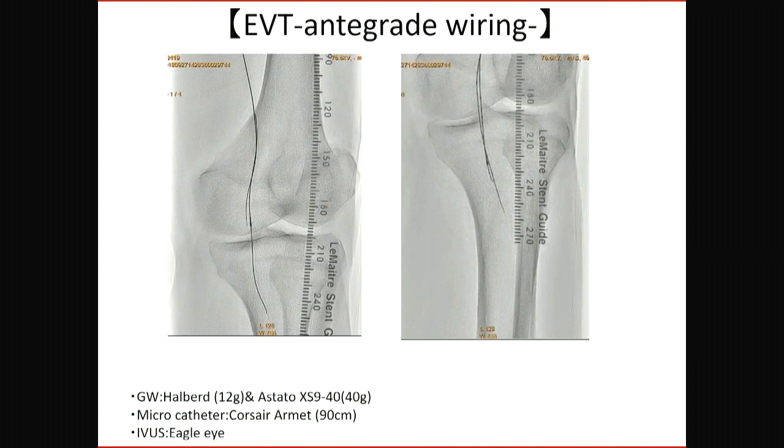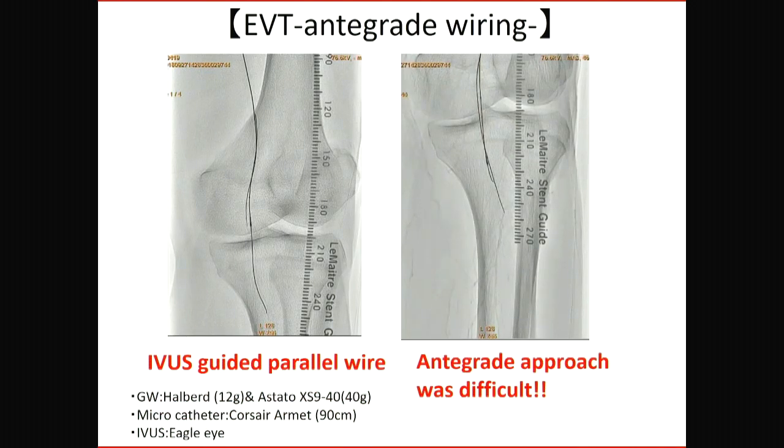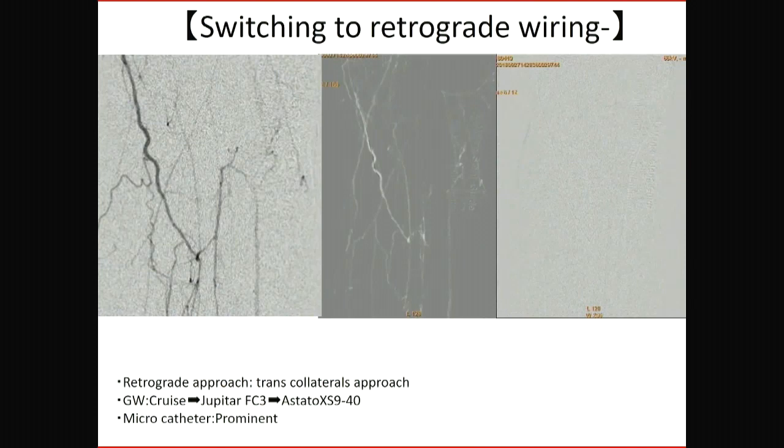So at first we performed antegrade wiring with the 014 guidewire. However, the CTO was very hard, so an antegrade approach was difficult. So next, we switched to retrograde wiring. We chose this collateral connection, and we performed the trans-collateral approach with low concentration DSA. This is a roadmap by the LC-DSA, and this is a tip injection.